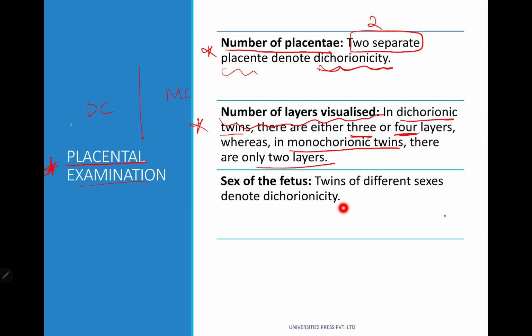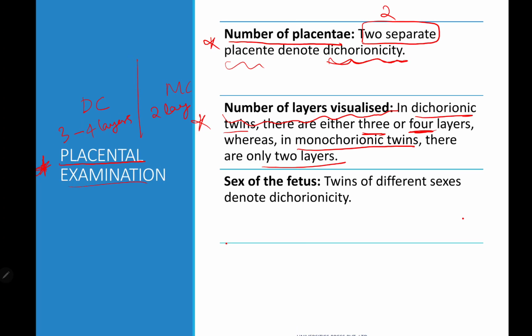So in dichorionic twins, there are 2 separate placenta, whereas in monochorionic twins, there is only 1 placenta. In dichorionic twins, the number of layers visualized in placenta will be around 3 to 4 layers, whereas if it is a monochorionic twin, the number of layers will just be 2 layers. Now next you need to look for the sex of the fetus. Twins of different sexes denote definitely dichorionicity. Okay, different sex means by itself it is dichorionic.